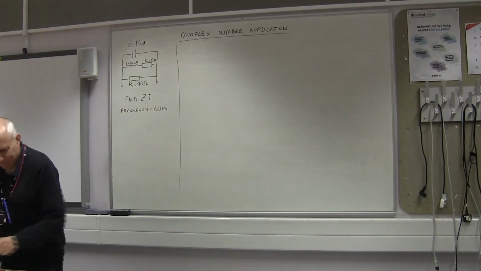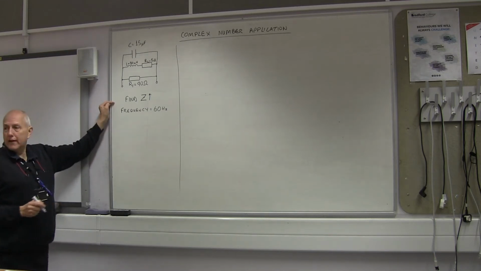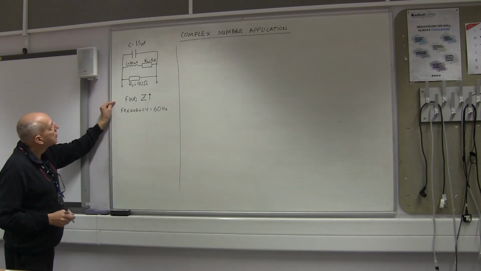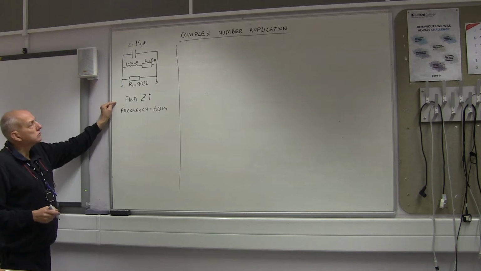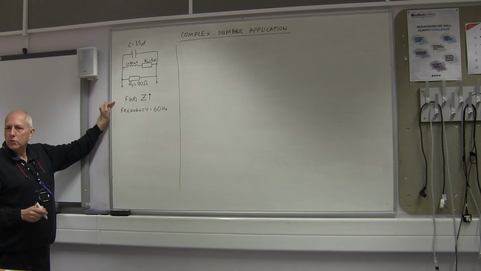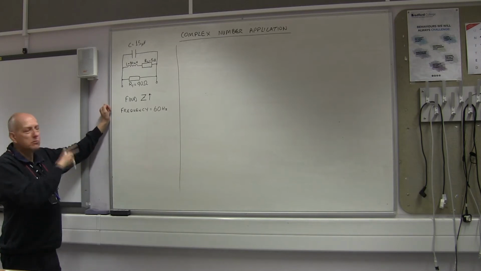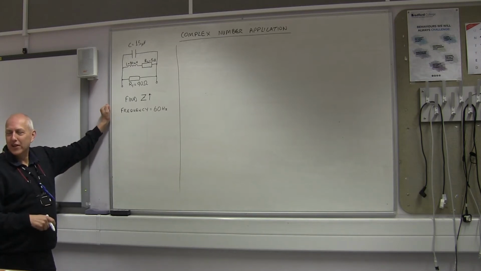So good morning. We're going to find the impedance of this circuit, find Z, the impedance, using complex numbers. And the beauty of it is you can solve it using other software. I've used Wolfram Alpha, which I've mentioned to you before, to find the answers, basically. It's cheating in a way.